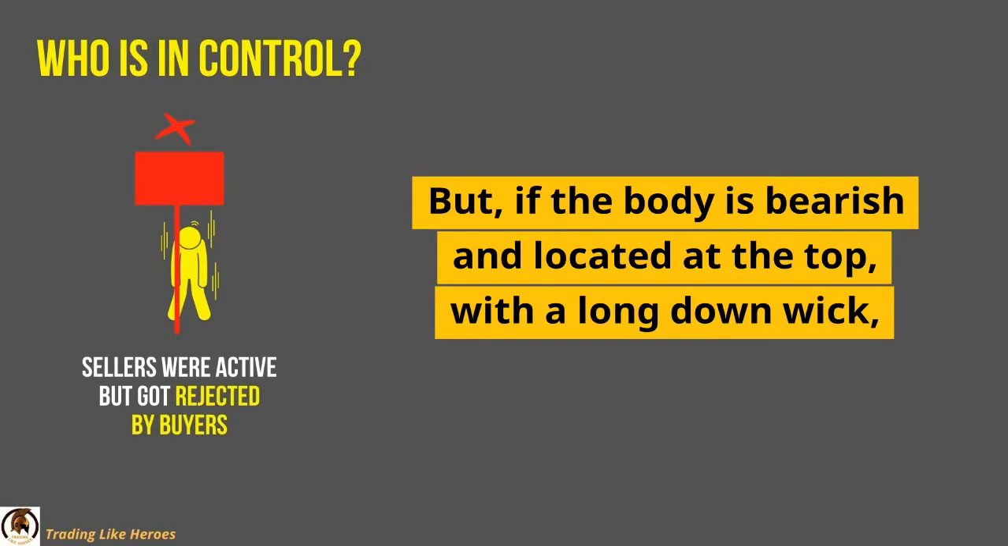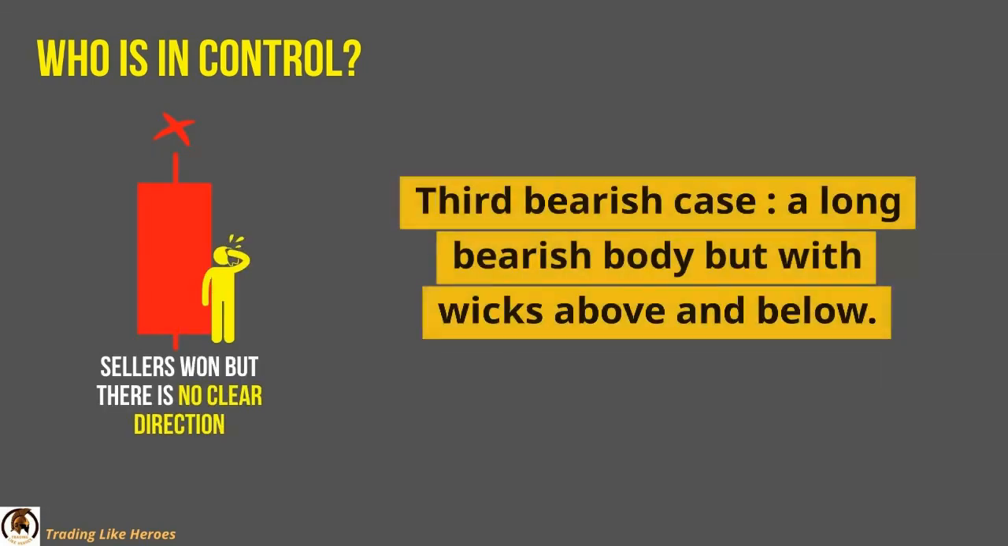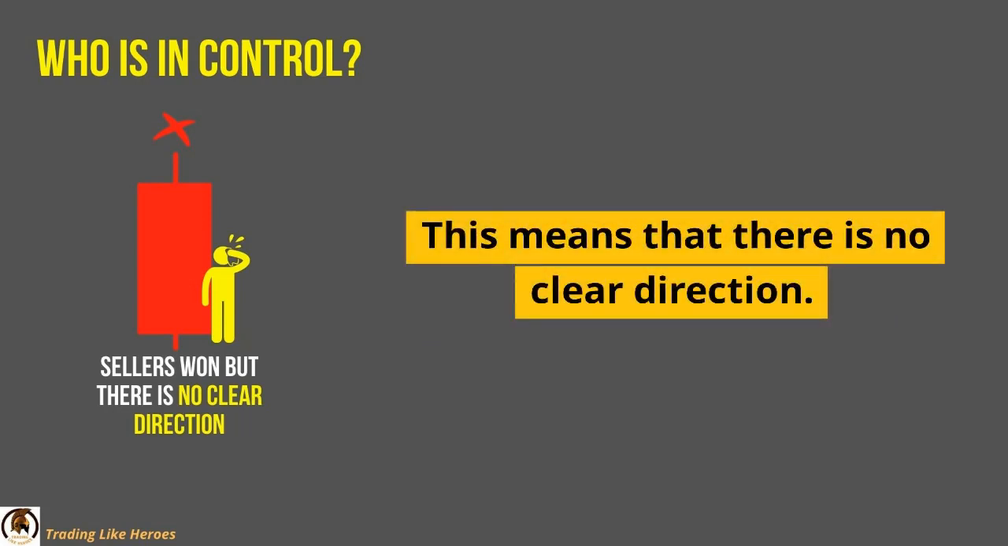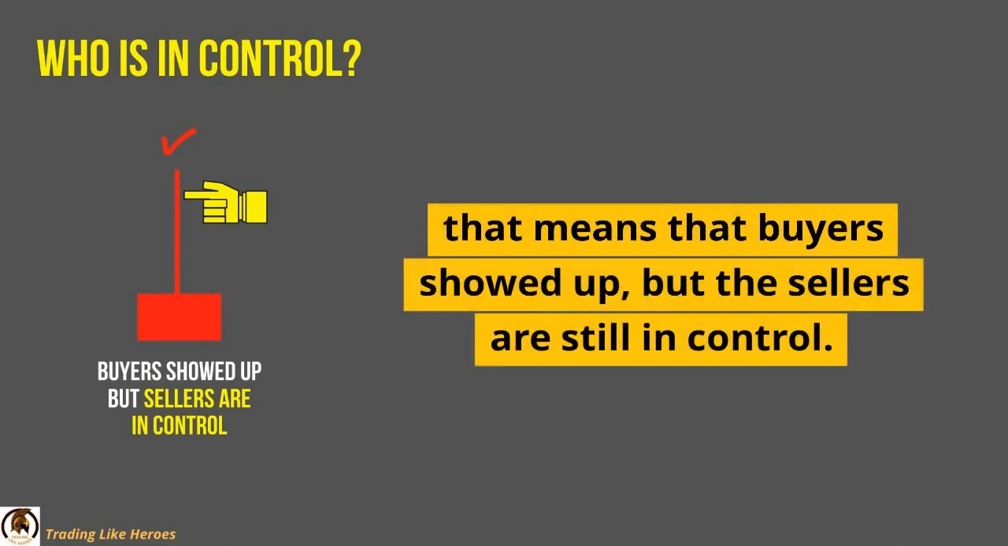But if the body is bearish and located at the top, with a long down wick, it means that sellers were active but got rejected by buyers. Third bearish case, a long bearish body but with wicks above and below. This means that there is no clear direction. And finally, when the bearish body is located in the low part, with a long upper wick, that means that buyers showed up, but the sellers are still in control.